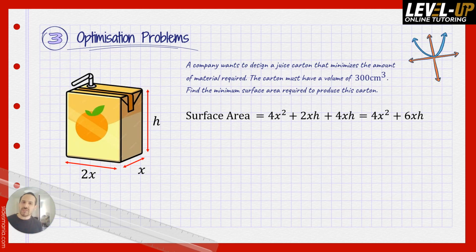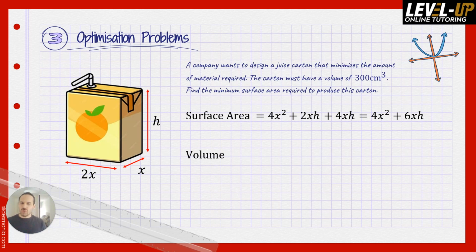So what we need to do here is eliminate one of the variables. Now, when I use that word eliminate, if you're thinking, oh, that sounds like simultaneous equations, we have the elimination method, don't we? That's exactly what we need to do here. So we need another equation, another constraint on this system. What other information have we got in this question? Well, we've been told the volume has to equal 300 centimeters cubed. So let's look at the volume of this carton.